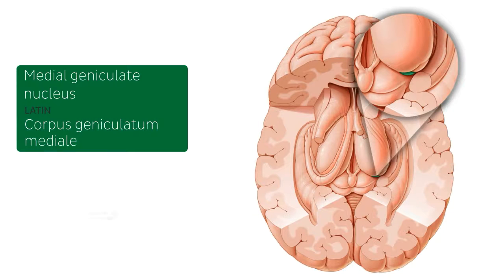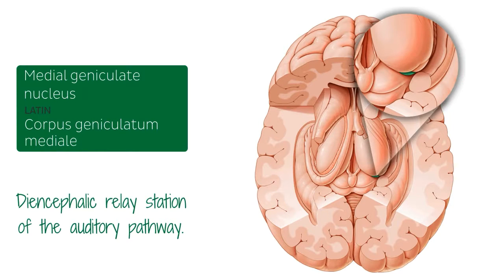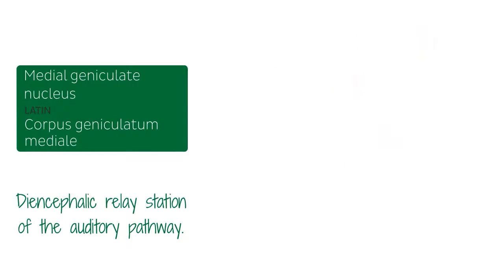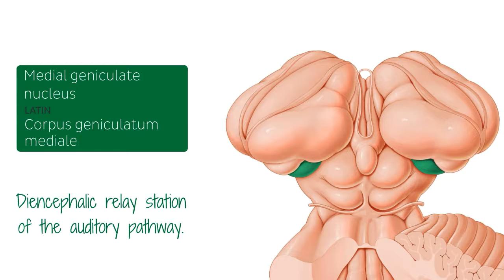This one is the diencephalic relay station of the auditory pathway, representing the thalamic relay between the inferior colliculus and the auditory cortex. Now, the medial geniculate nucleus is located medial to the lateral geniculate nucleus. It receives afferent fibers from the ipsilateral inferior colliculus via the corresponding brachium, and sends most of its axons to the primary auditory cortex.